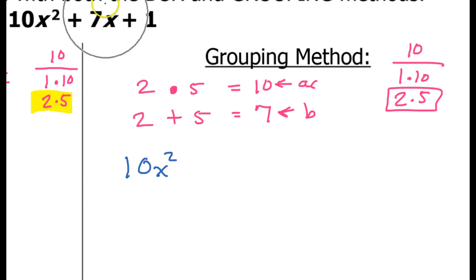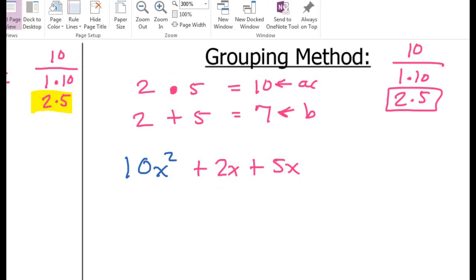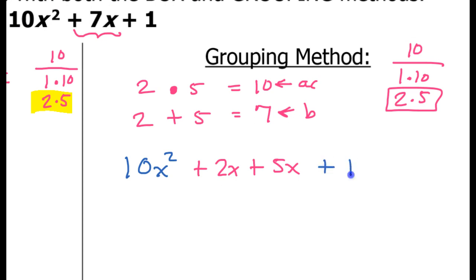Now, the middle term, you're going to split apart using the two numbers that we just found. And again, these will be x terms, just like they were in the box method. So we will have 2x plus 5x. Notice I'm just replacing 7x with 2x and 5x. And then I will continue on and bring down the final term unchanged. So we just split apart the middle term as 2x and 5x. And again, we got that from this process right here.